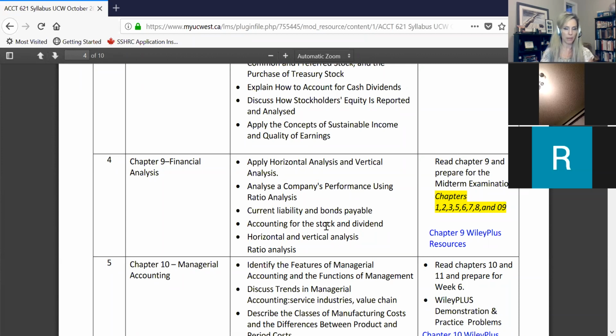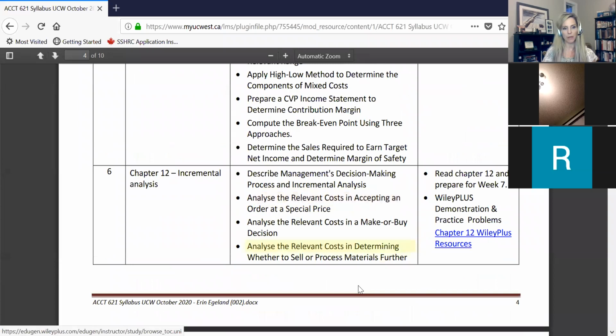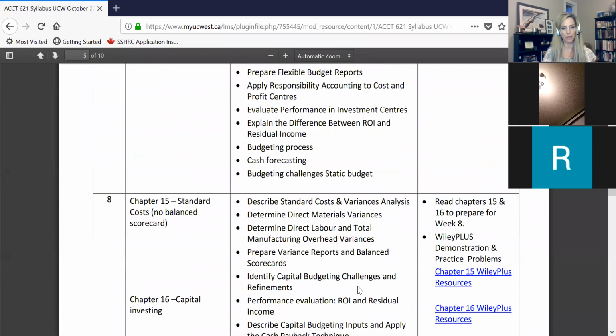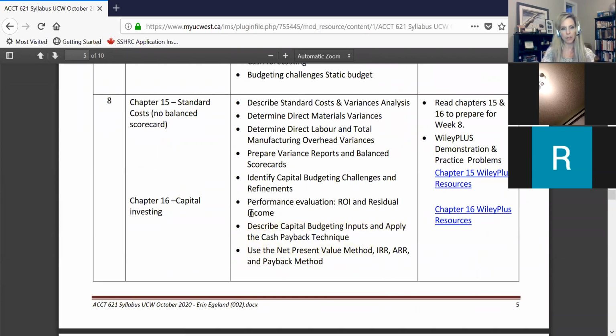I love teaching management accounting. I think it's great because there's no rules and you can do whatever you want with it, depending on the business. So we go all the way down to week 8 with that. So we see quite a bit of material here. But it's chapter 16, we just parse some of the things out from chapter 16. It's not all of chapter 16.